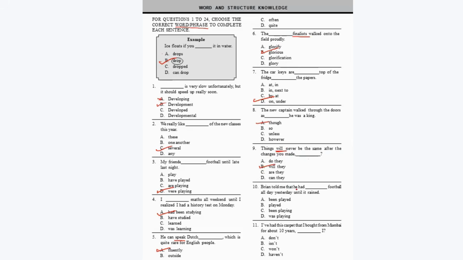Next, Brian told me that he had a dash football all day yesterday until it rained. Brian told me that he had been playing football all day yesterday until it rained.